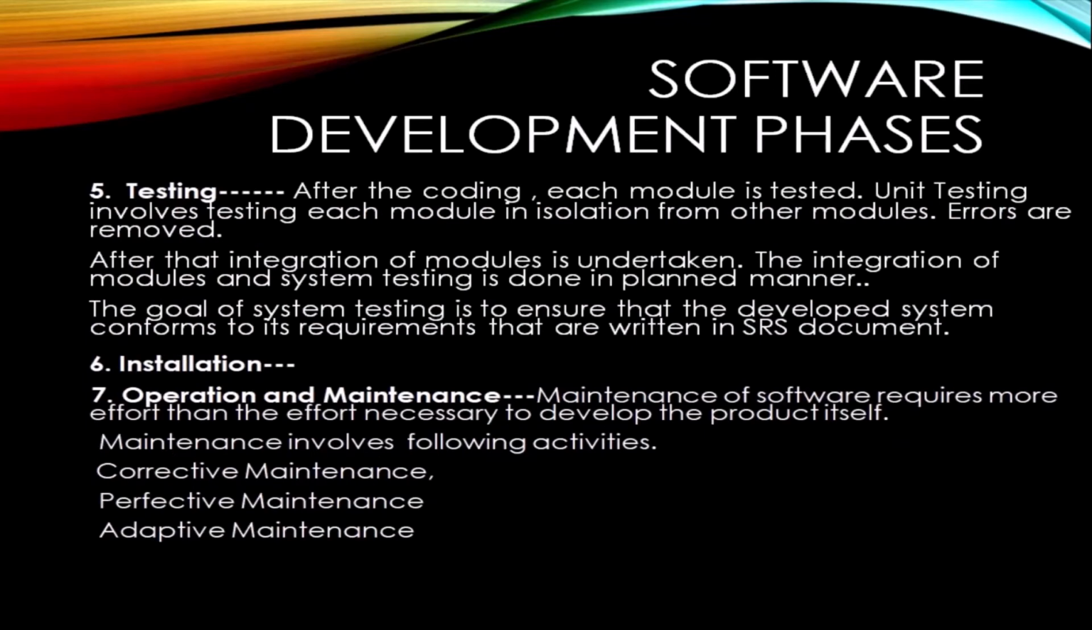The next phase is the testing phase. After coding, each module is tested and unit testing is done, which tests each module in isolation from other modules. Errors are removed in this phase, and after that the integration of modules is undertaken. Integration of modules and system testing is done in a planned manner. The goal of system testing is to ensure that the developed system conforms to its requirements written in the SRS document. The next phase is installation.